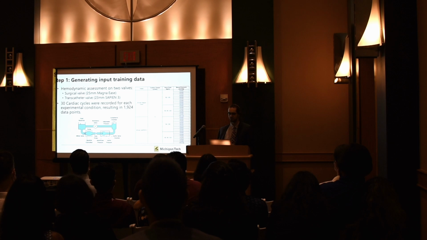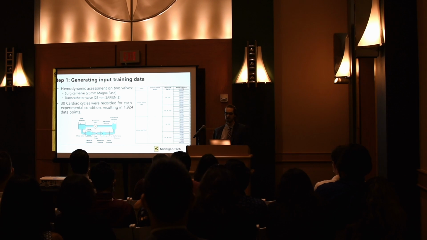So we had different blood pressure conditions where we varied the systolic blood pressure or the diastolic blood pressure. And we also had different heart rates as well. But the cardiac output remained at 5 liters per minute for the entire study. For each experimental condition, we also recorded a total of 30 cardiac cycles, which resulted in a total of 1,924 different data points to be used in the model.